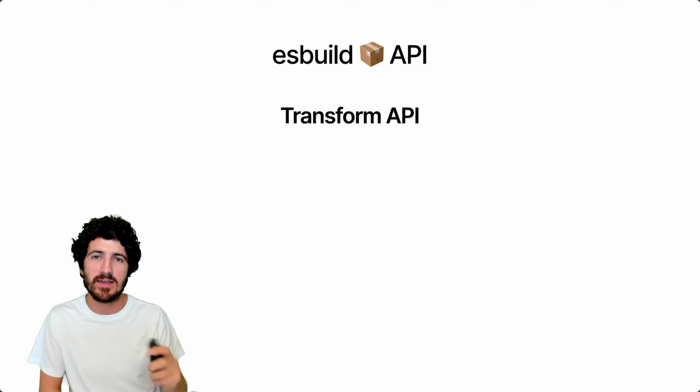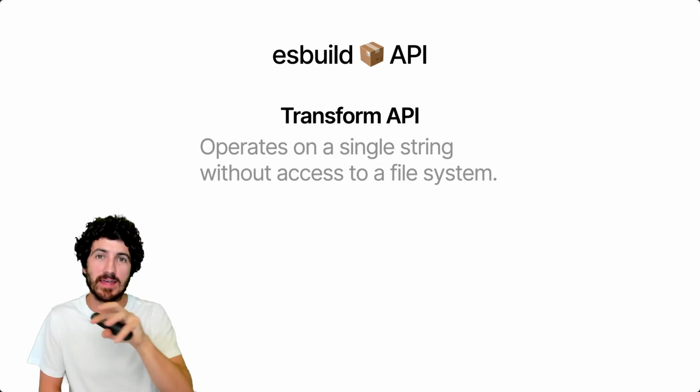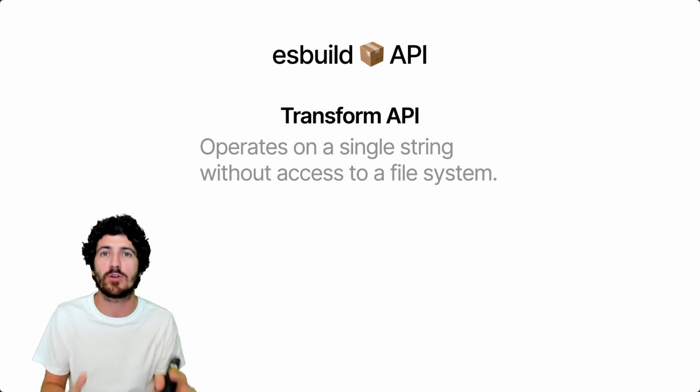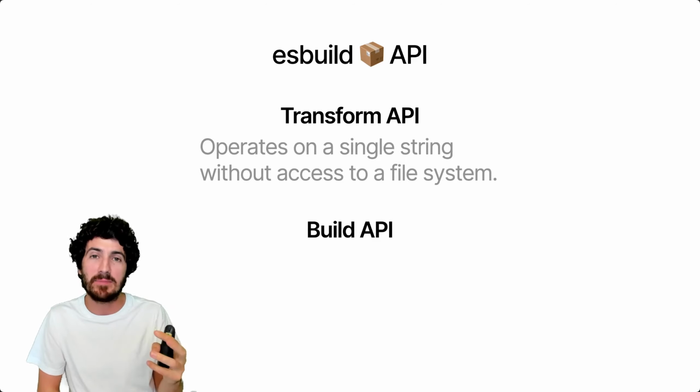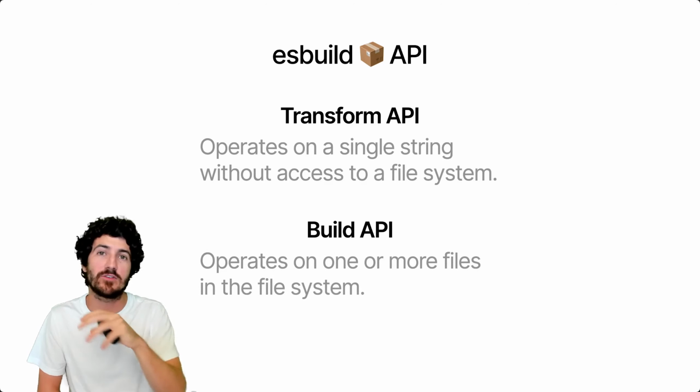ESBUILD has two main APIs. One is the transform API and the other one is the build API. The transform API operates on a single string without access to a file system, so it's something that you run on the command line, for instance. And the build API actually lets you operate on one or more files in your file system.